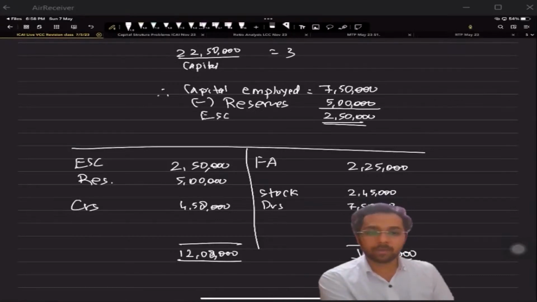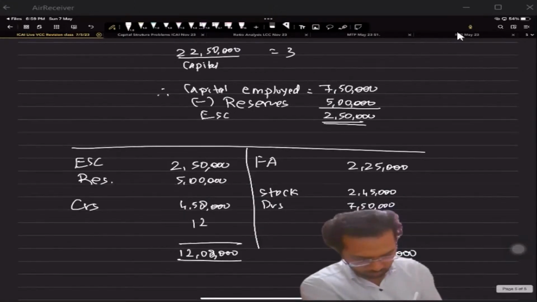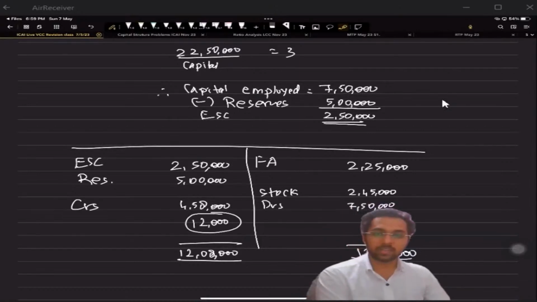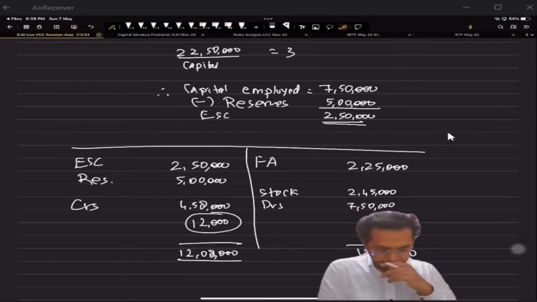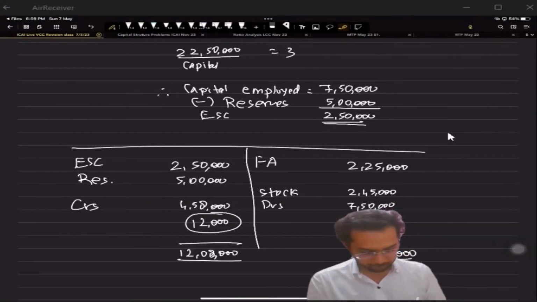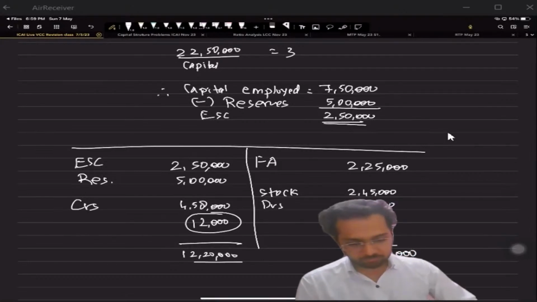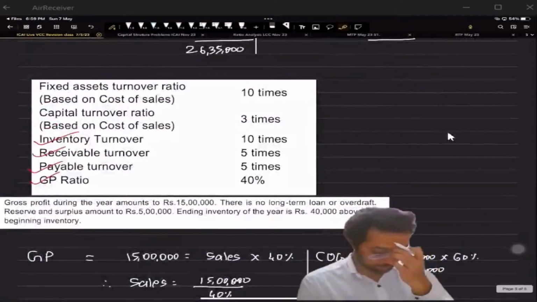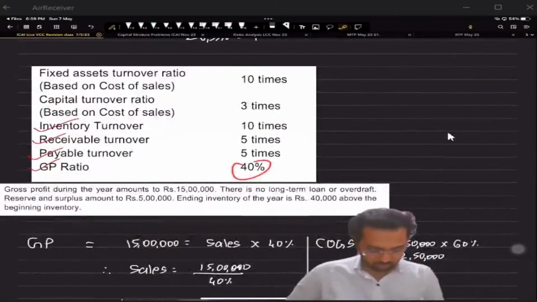Yeah, so there's this balancing figure. 12,000 is coming out to be a balancing on the credit side. So what can we say about this credit side balancing figure? What are we going to call it? Because there doesn't seem to be any other reason that it's the case, because the GP ratio was 40%.